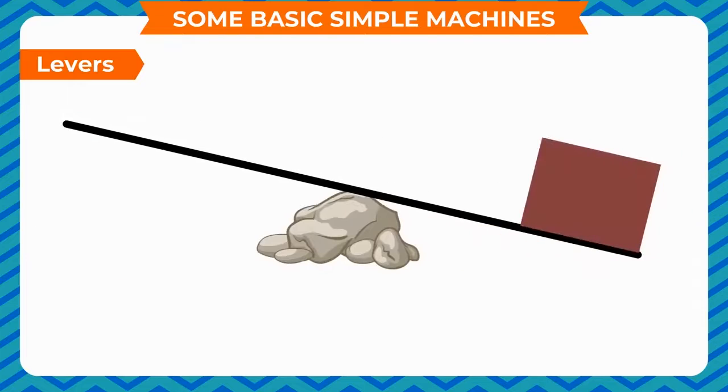A lever is a rod which moves freely about a fixed point. This fixed point is known as a supporting point or the fulcrum. We represent this by letter F. We use a long metal rod and a stone for lifting a heavy load as shown in the figure.